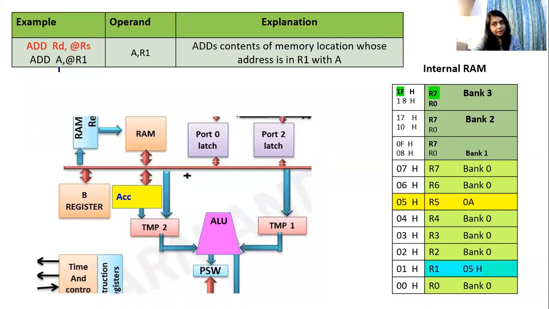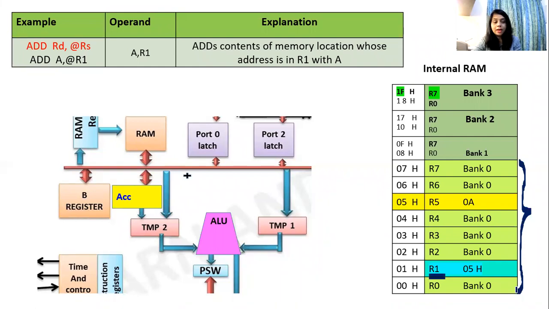Now let's see what happens in the instruction. Now it will add the contents of A. What is A? A is the accumulator. Where is the accumulator? The accumulator is here. So let's assume that the accumulator holds some hexadecimal number, and it will add the contents of the memory whose address is in R1. Where is R1? This is R1. R1 is in internal RAM.